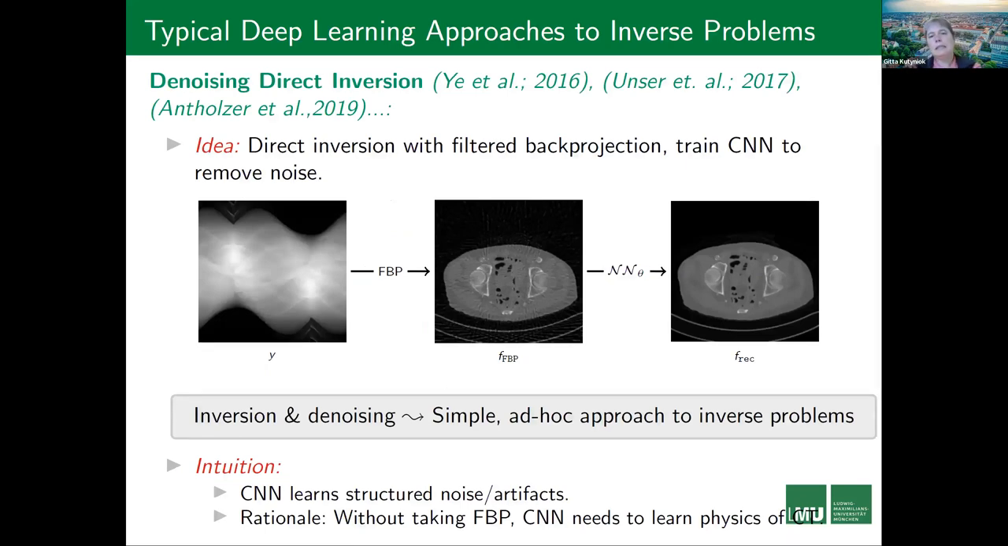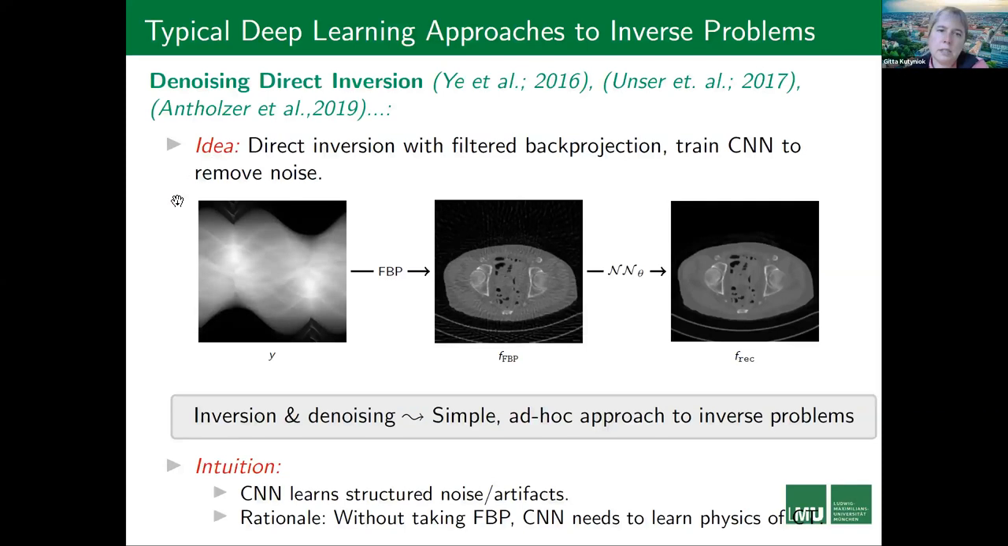Okay, supervised approaches. The easiest you can do is, as I already said, training a network end to end. That I won't discuss here again. This is an approach which is a bit more sophisticated than just this end-to-end approach. People call it denoising of direct inversion. It's also an ad hoc approach to some extent, but it started an interesting research direction.